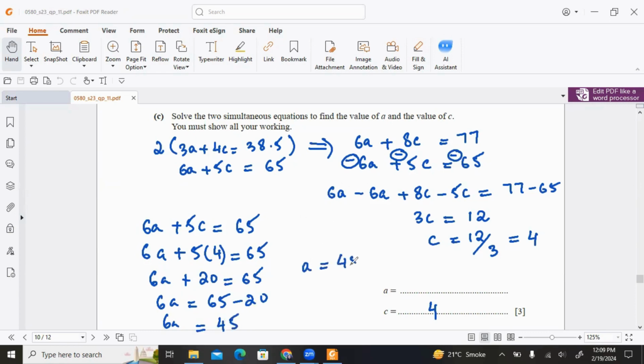A would be 45 divided by 6. We know 45 is divisible by 3, giving 15 over 2, which is 7.5. So A is 7.5 and C is 4. Always keep in mind that there are several ways to reach a solution in each question, but you have to choose the easiest, simplest, less time consuming method.